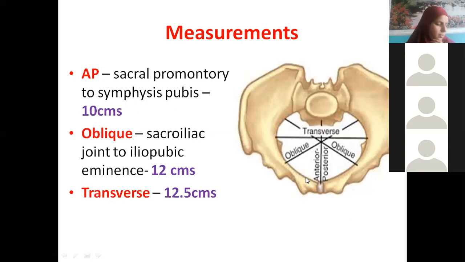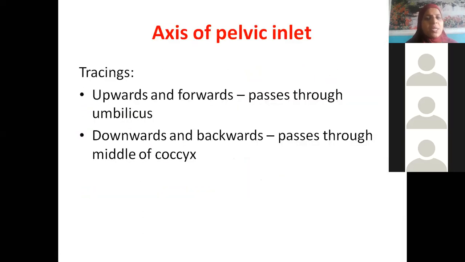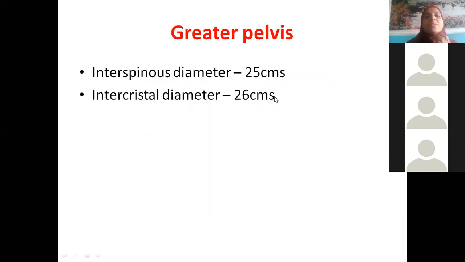The ischium is behind. Yes, it is behind, beta, the iliopubic eminence. It's written here, ma'am. Got it now. So sacroiliac joint to the iliopubic eminence. Got transverse also? Yes, ma'am, I got it. Midpoint of the right iliopubic eminence to the midpoint of the left iliopubic eminence, it is 12.5 centimeters. So we have seen the dimensions of the greater pelvis now.